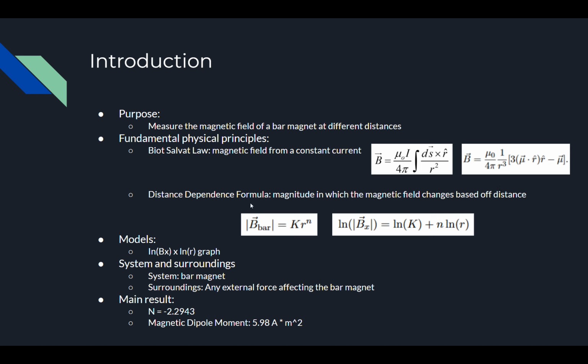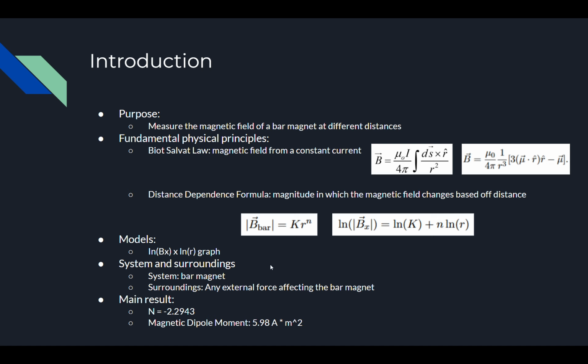Then there's also the distance dependence formula, where we are considering the fact that the magnetic field would decrease based off of distance. It incorporates this formula, the magnetic field of the bar is equal to k r to the power of n, and then this is the natural log equivalent of this formula.